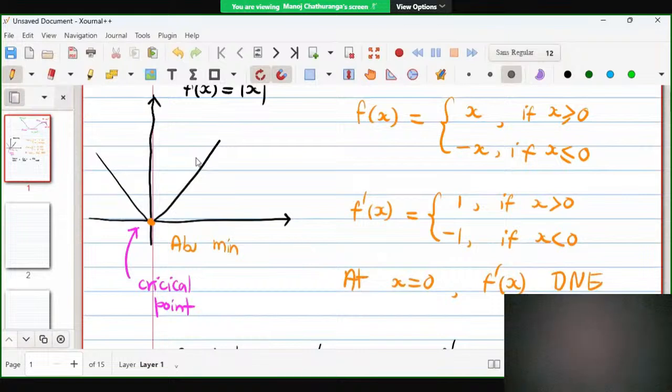For example, for the absolute value function, every non-zero point is not a critical point because if that point is positive, the derivative exists and it is plus 1. For a negative value, again it exists and the value is minus 1. So all the positive and negative values are not critical. Only the zero. At zero, the derivative does not exist, therefore it is a critical point.